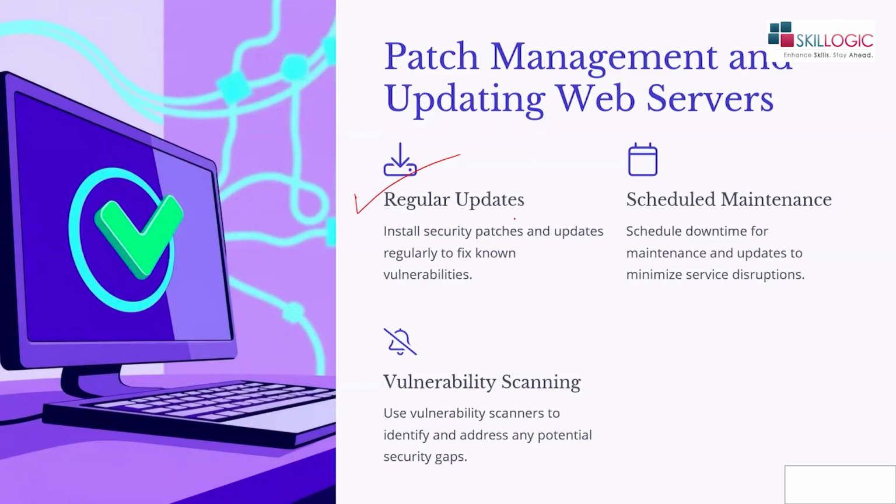And the next one, scheduled maintenance. Schedule downtime for maintenance and updates to minimize service disruptions. Next one, vulnerability scanning. Use vulnerability scanners to identify and address any potential security gaps. Vulnerability scanners like Acunetix, Nessus, Nikto, OpenVAS, we have different vulnerability scanners. You can use those scanners to perform vulnerability scanning.